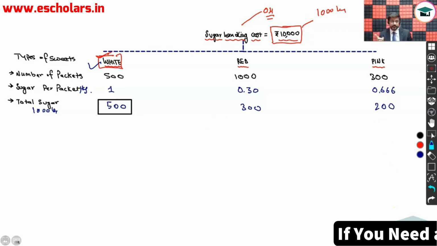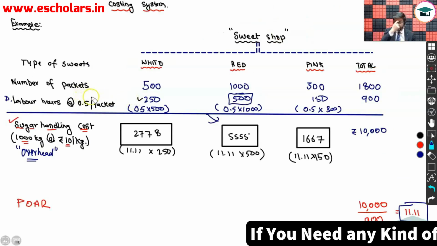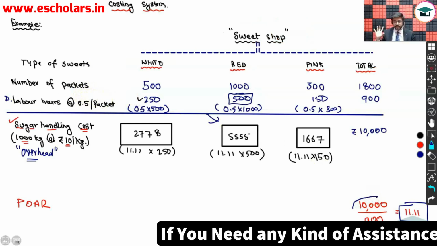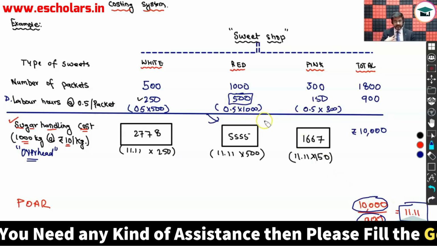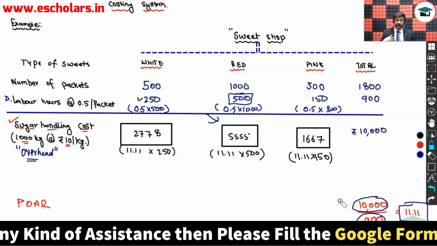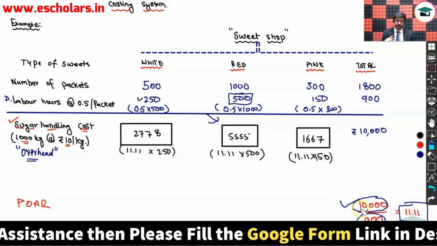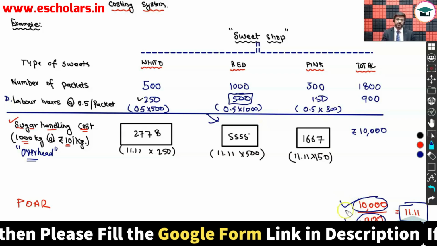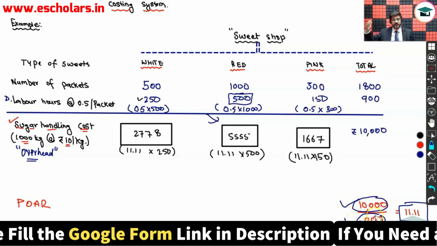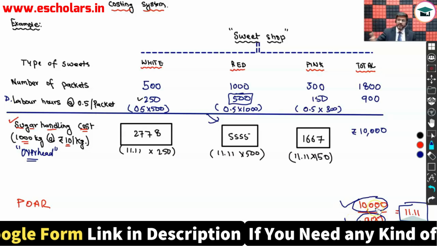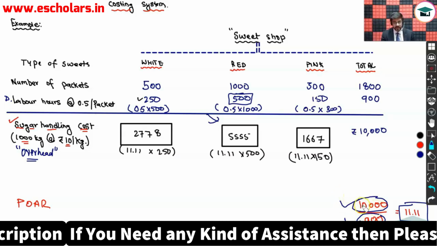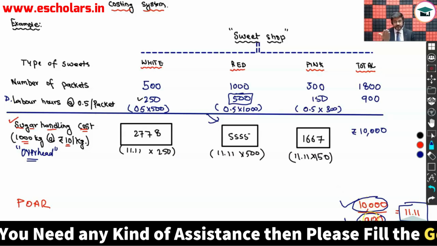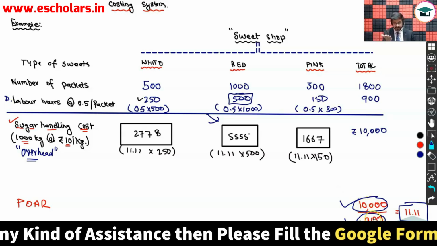Understand, in the traditional costing system, what we did, sir, we simply absorbed the total overheads on the basis of labor hours. So what we are saying indirectly is that my sugar handling cost depends on labor hours. If my labor hours increase, my handling cost will change. If my labor hours decrease, my handling cost will change, because my material handling cost depends on labor hours. I am dividing with that.